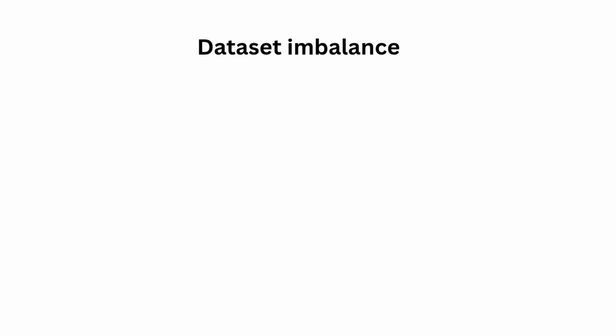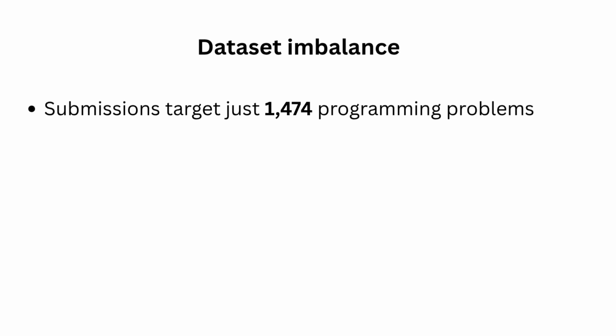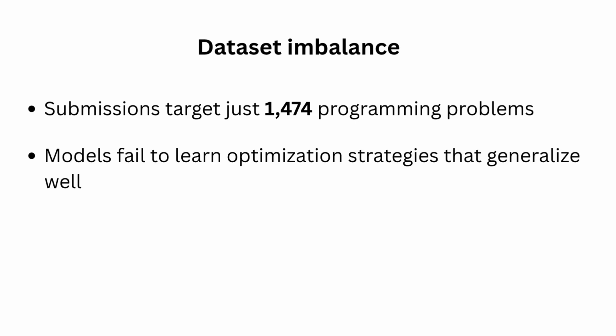In this section, the authors also discuss an important challenge, that is, dataset imbalance. Even though the PIE dataset contains tens of thousands of slow to fast code pairs, those examples come from only 1,474 programming problems. Now, why is this an issue? Because the model may end up learning optimization patterns that are specific to those problems, instead of learning optimization strategies that generalize well to entirely new programs.